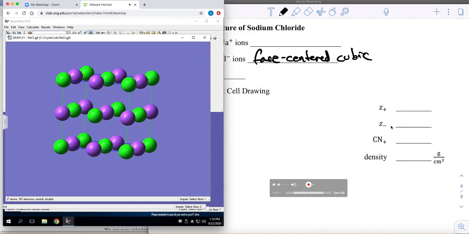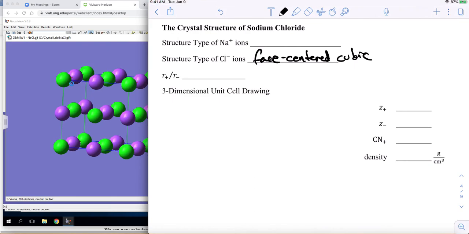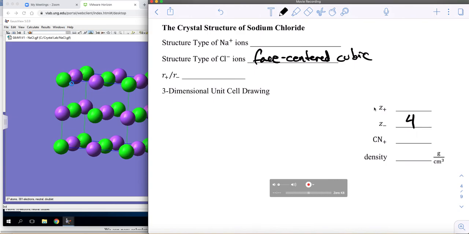Now, that also helps me for my Z minus down below. If I have a face-centered cubic structure for chloride ions, that means for my Z minus, remember before we said if it's a face-centered cubic structure, there should be 6 of that thing inside the unit cell. I'm sorry, not 6, 4. So I should have 4 chloride ions inside my unit cell. That means my Z plus, I should be able to get before I even look at the structure type, right? Because sodium is +1, chloride's -1, it should be a 1-to-1 ratio. So if I have 4 chlorides, that means I also have 4 sodium ions.